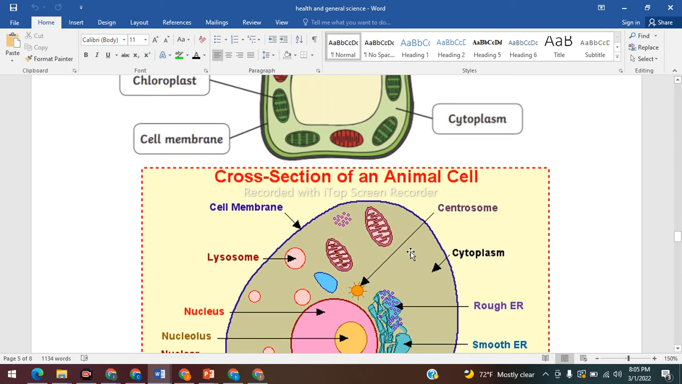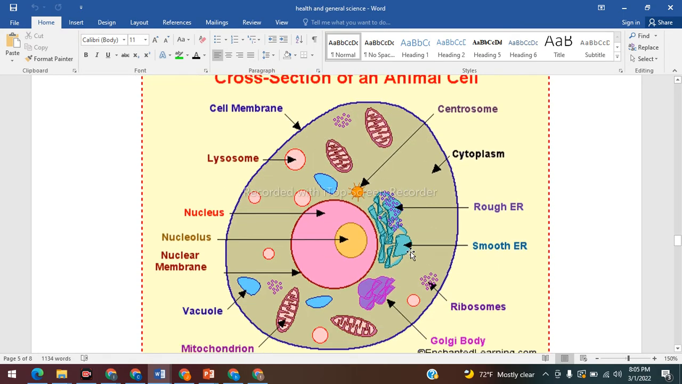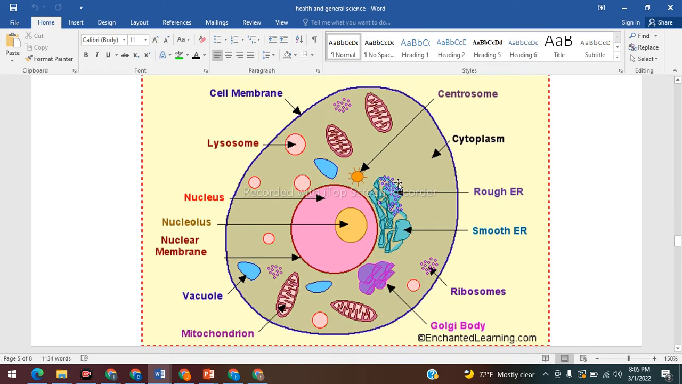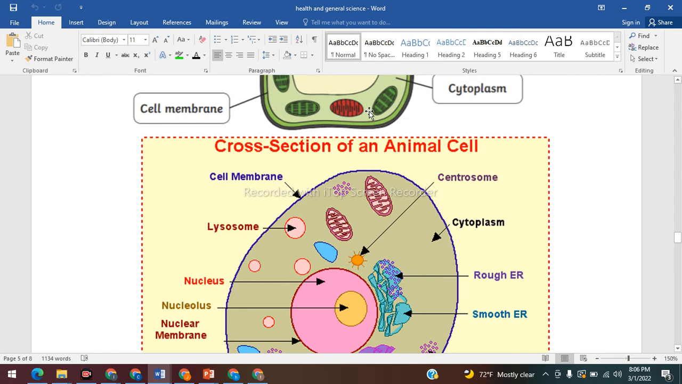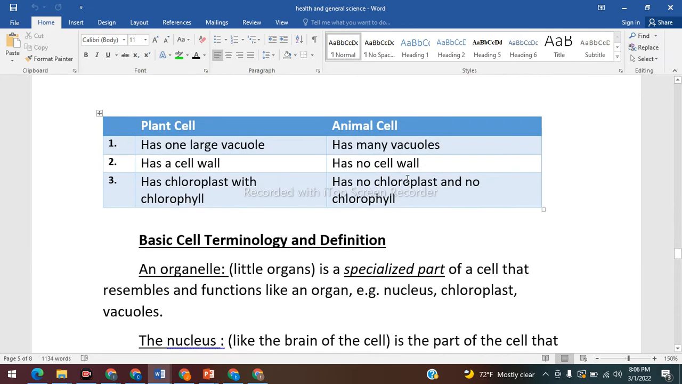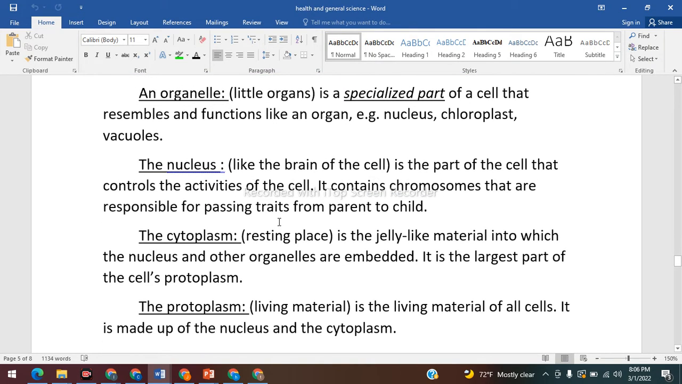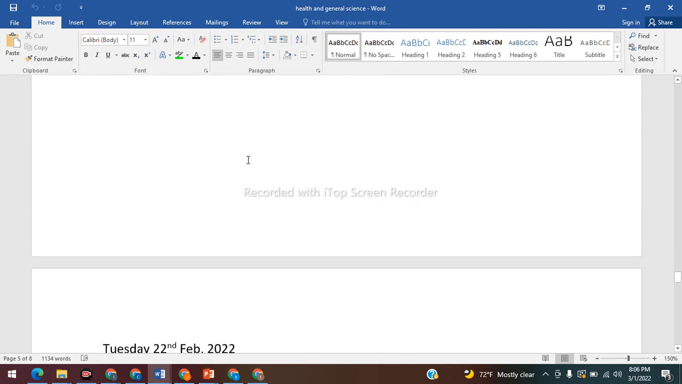All right. The animal cell, it's all over the place. It doesn't have a well-defined shape. It doesn't have a cell wall. It has small vacuoles, but it does have a mitochondria, just like the plant cell does. It has a nucleus, just like the plant cell does. And so we were talking about the differences between them, and about what is meant by an organelle, nucleus, protoplasm, and all that stuff.